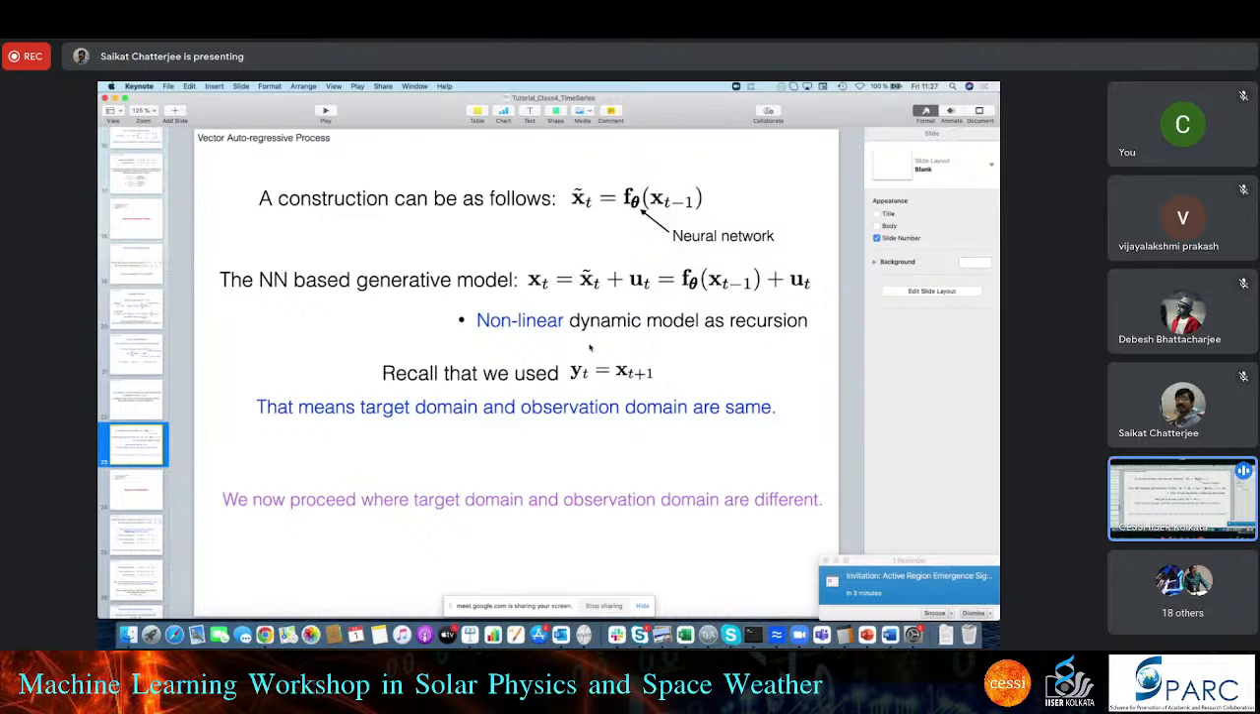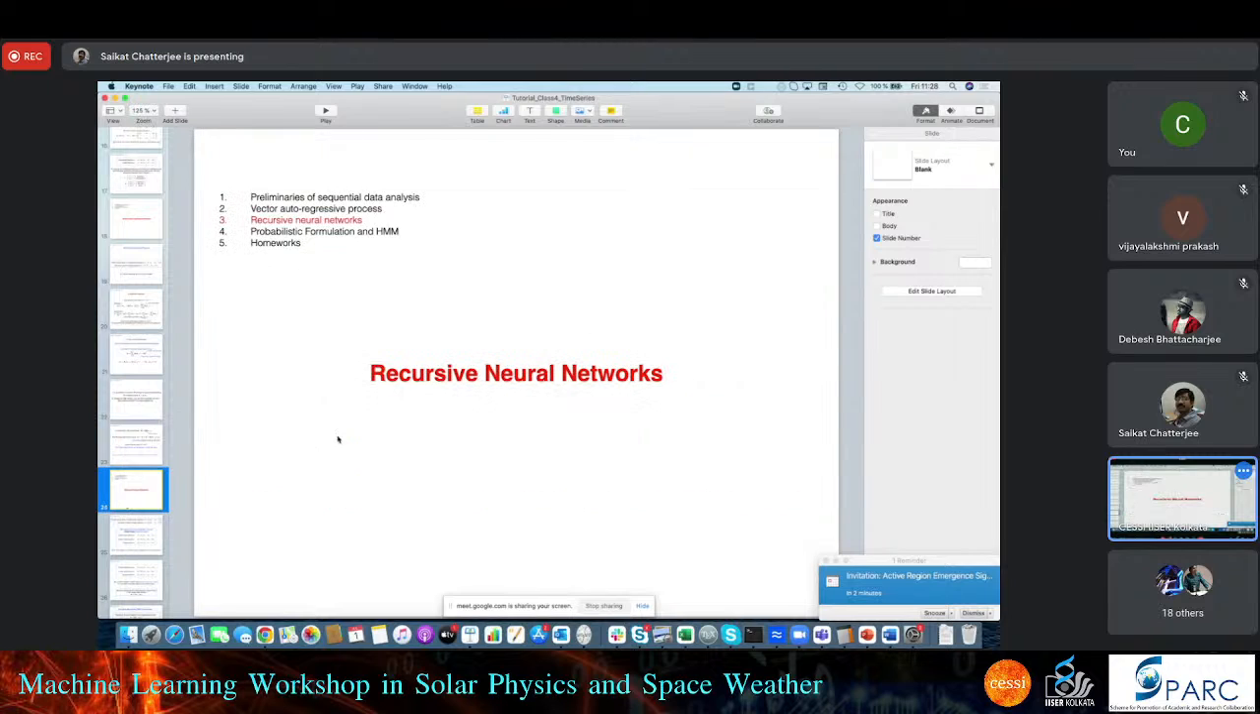Now, for all this discussion, mostly I have used yt equal to xt plus 1 for ease of understanding. That means the target domain and the observation domain are the same. That's the way I have explained it. But for general understanding, we should not have that constraint, because then we cannot handle many systems. So we now proceed where the target domain and observation domain are different. You can make them the same if you want to for your case, but let's go with the general notations. Now come recursive neural networks.